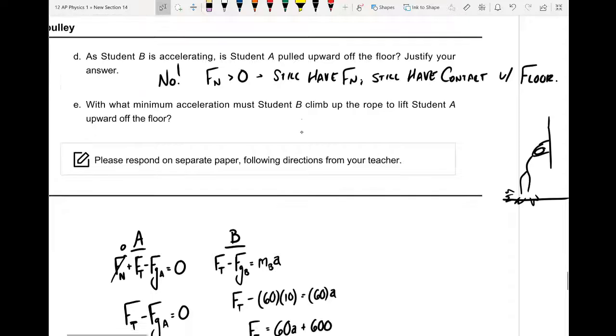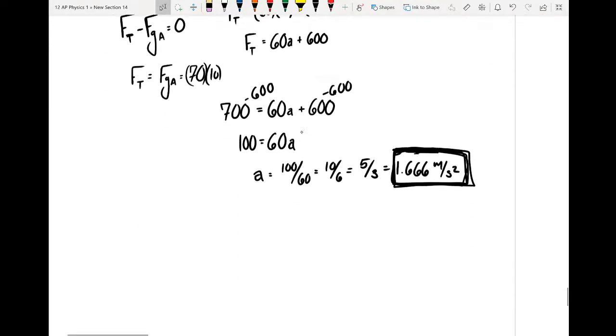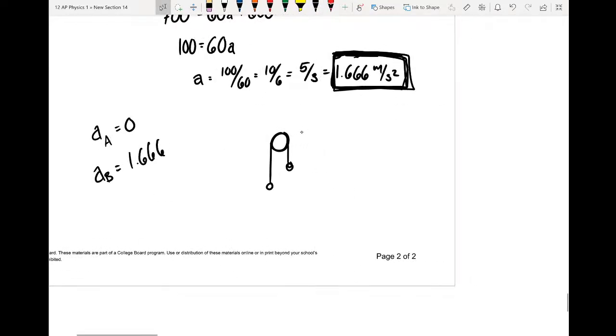One thing that tripped me up when I was doing this, and maybe there's some confusion about it. Before, when we had these pulleys, we were saying, hey, if we have an object here and an object here, if they're connected, then they have the same acceleration. That's what we said before. So in this case, I said the acceleration for A is equal to 0, and the acceleration for B is equal to 1.666. So this is just a quick little weird thing.